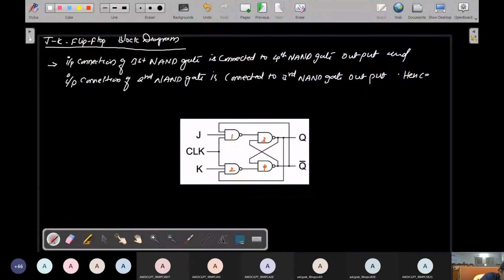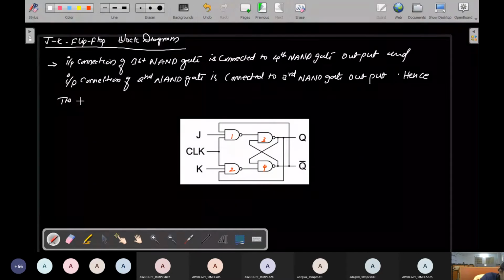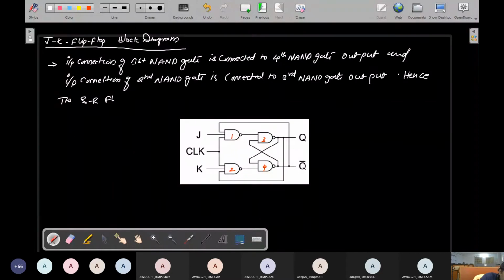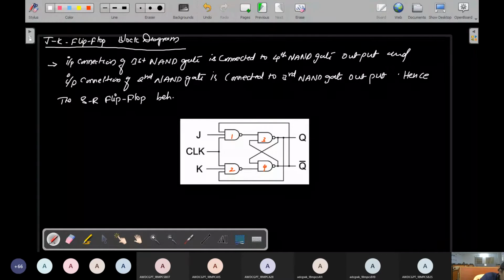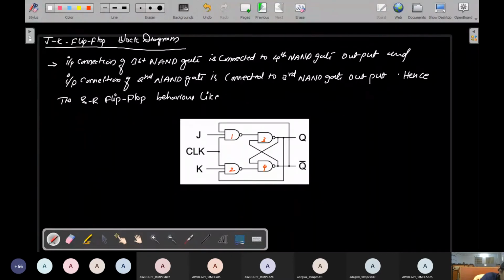Hence the SR flip-flop behaves like a JK flip-flop. Understand? So this is a very important point to note. The SR flip-flop behaves like a flip-flop, and it eliminates the indeterminate condition when both the inputs are 0.